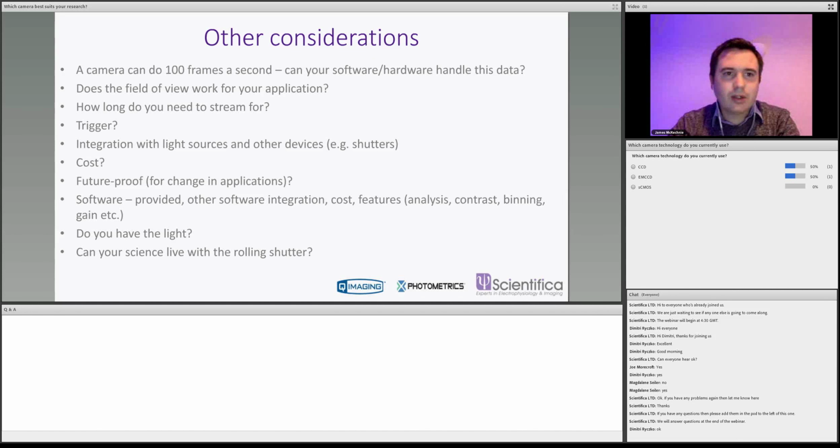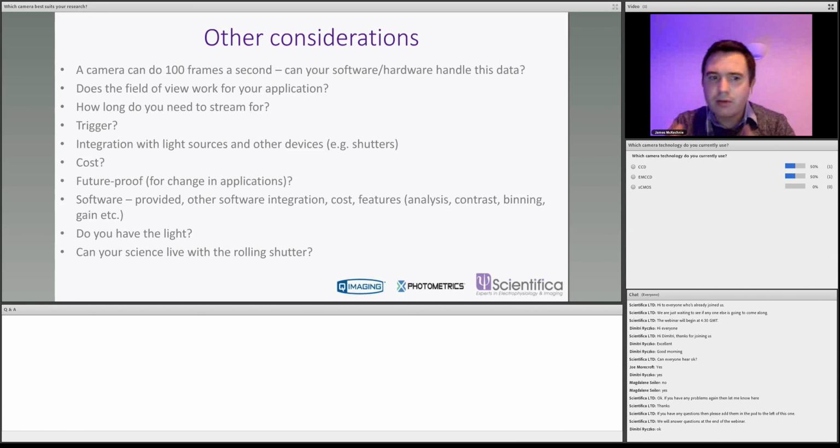Other considerations that we should think about: your camera can do 100 frames per second. Can your software handle that data? Can the hardware handle that data? Do you need SSDs, etc.? What field of view do you need for your application? And how long do you need to stream for? Some software will only stream to the RAM of the computer rather than to the hard disk. So if you want to stream for a large amount of time, how long can you stream for? And exactly that, what's the data rate?